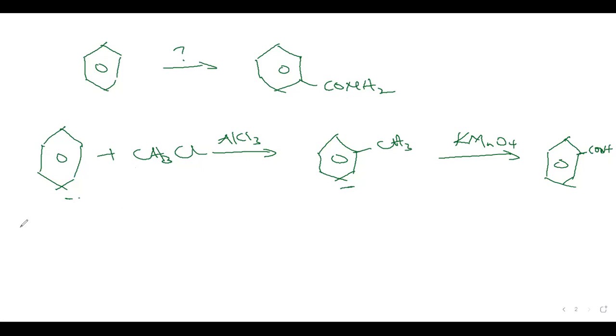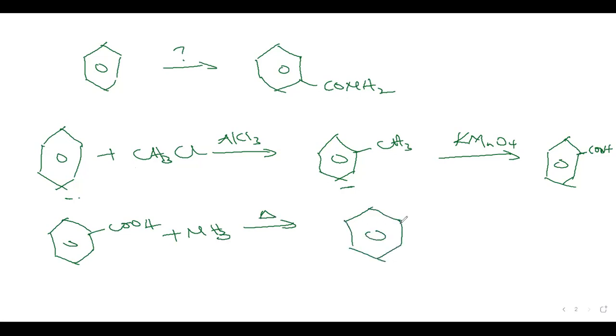Now, from here, two ways. Some people will decide to add ammonia straight up. But if you add ammonia and you want a good yield, you have to add heat. So ammonia and heat, and this can give you the benzamide that you want. No two ways about that, right? That is it.